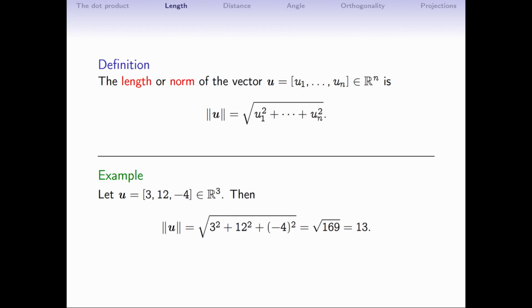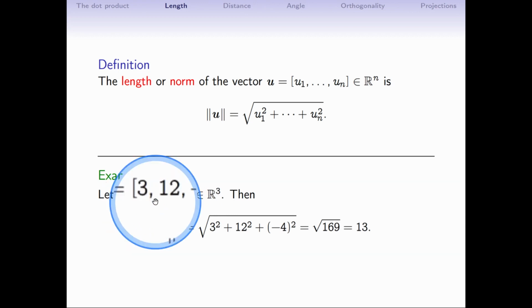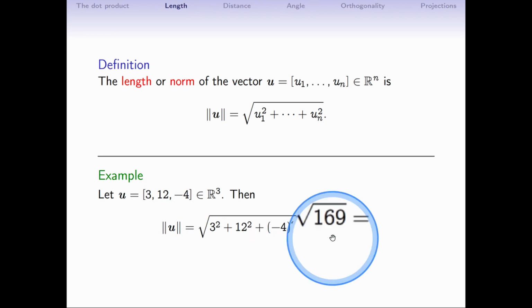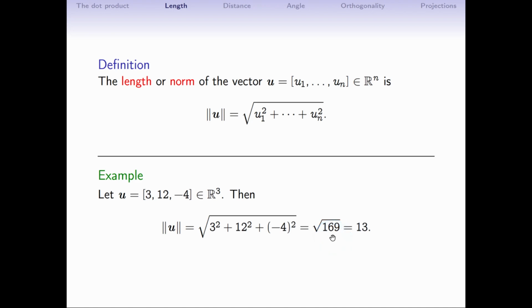Now, let's put this to use just to make sure we're understanding how this formula works, right? So if I specify a particular vector in R3, let's say u has coordinates or components 3, 12, and -4. To compute the length of this vector, all we have to do is take the 3, the 12, and the -4, square them, add them together, and then take the square root. So we're simply going to take 3 squared plus 12 squared plus -4 squared. That's going to sum to 169. When we take the square root of that, we get 13. So this vector u has a length of 13, or we could say it has a norm of 13.